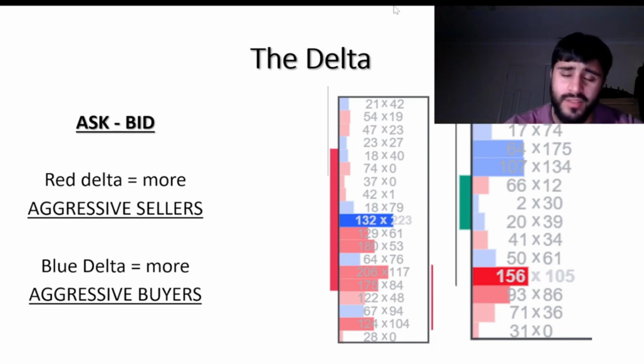So it's not a battle between buyers and sellers. It's not about liquidity, fair value gaps, the algorithm, none of that crap. It is about understanding who is aggressive and who is passive, and you do so by reading numbers and understanding what's behind every candle.